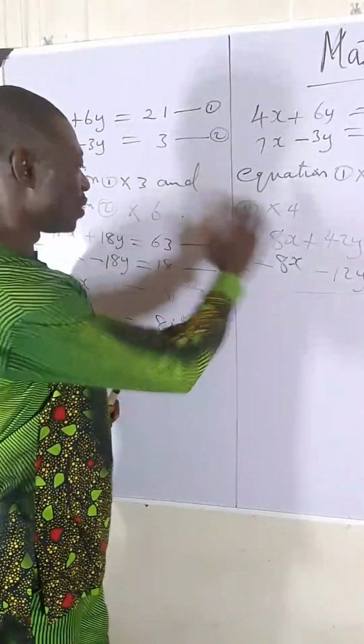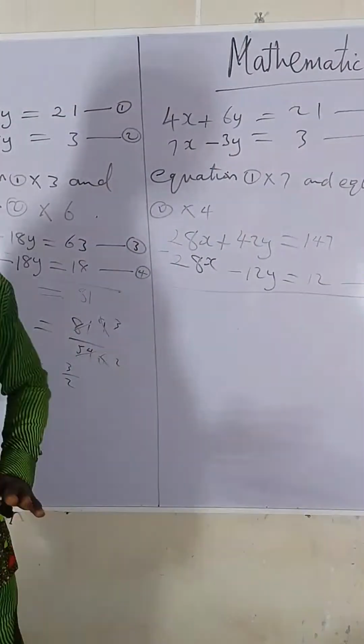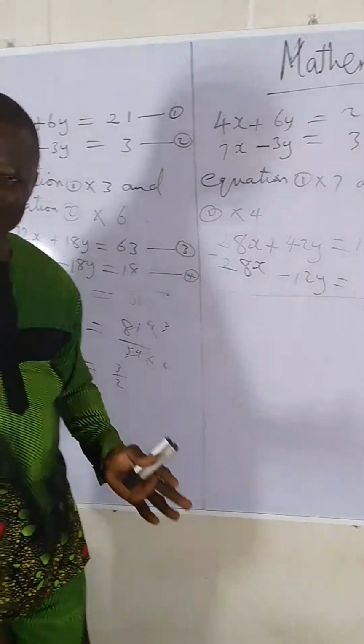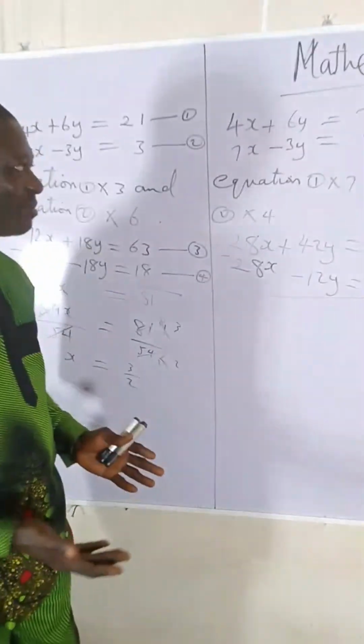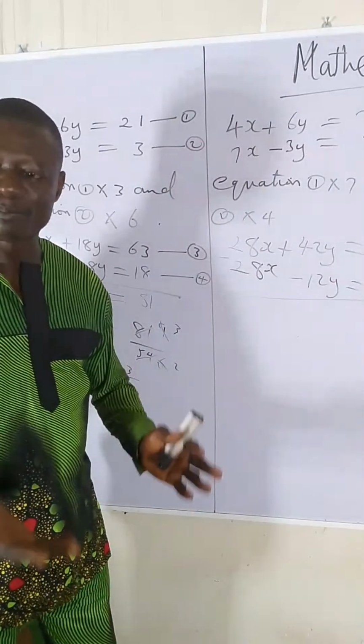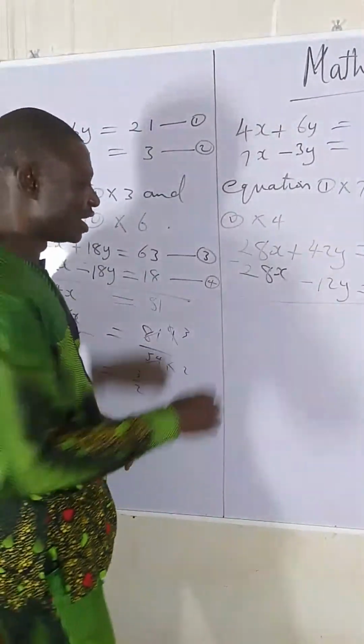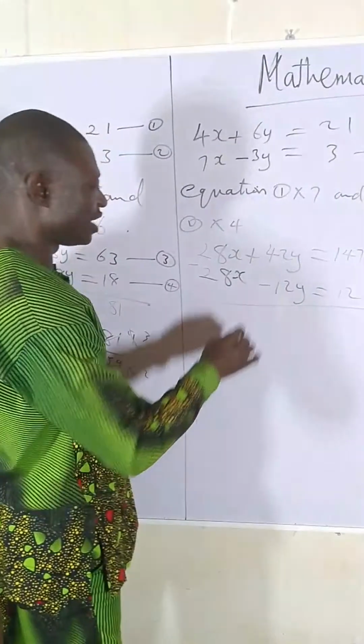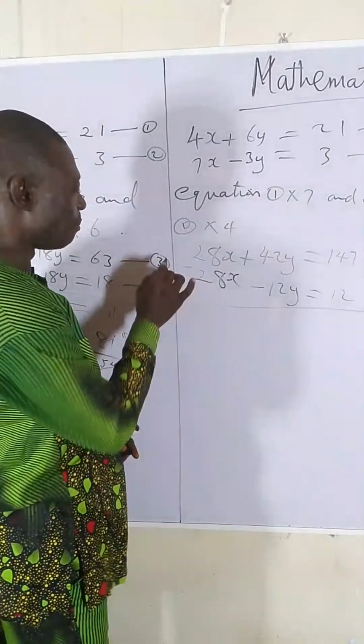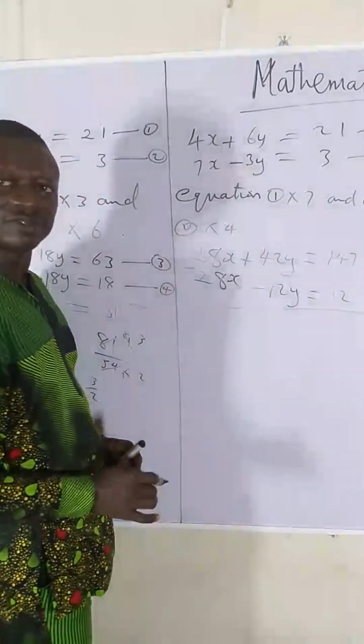And so 28x minus 28x will give you 0. Can you see how it's eliminated? And that's where the name comes from, elimination method. Then it is gone. We are going to have here 42 minus 12.